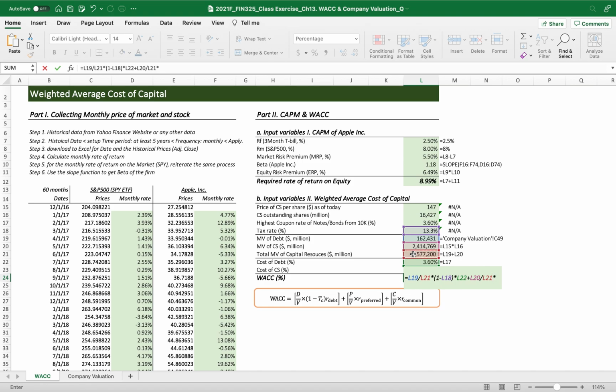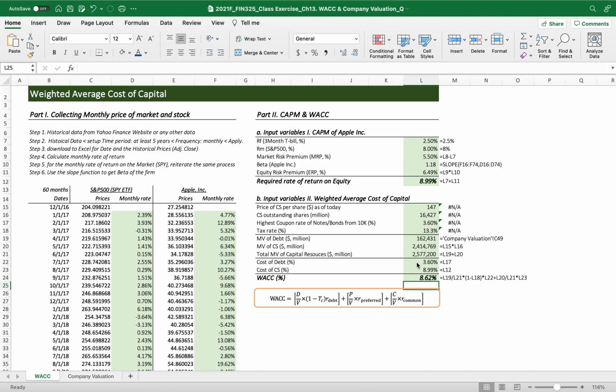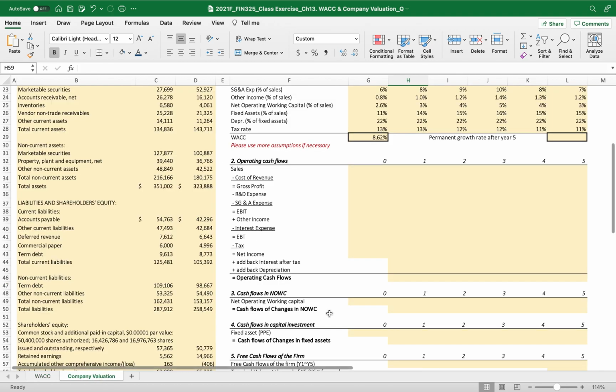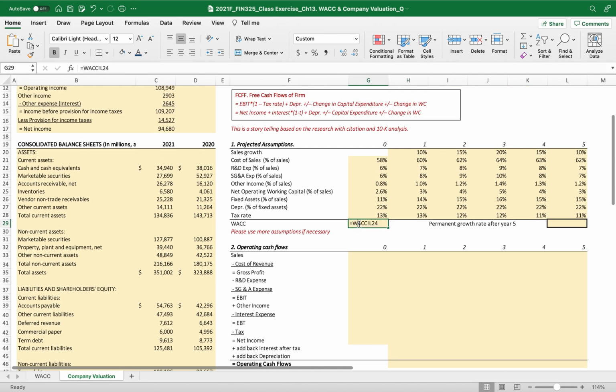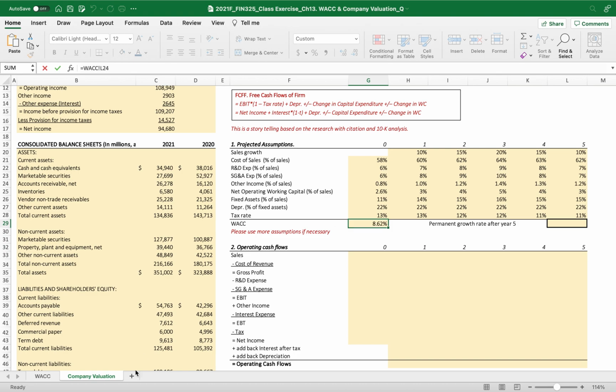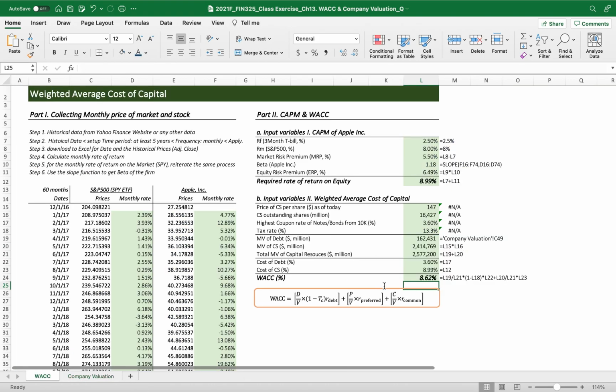And then we got the proportion, and finally we use the cost of common stock, right? And then we got 8.62% weighted average cost of capital. This weighted average cost of capital is the discount rate that we are going to use to discount all the future cash flows in the free cash flow of the firm model here. So you put this weighted average cost of capital from the weighted average cost of capital sheet we calculated.